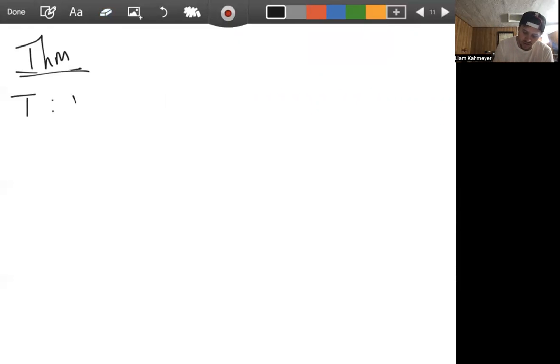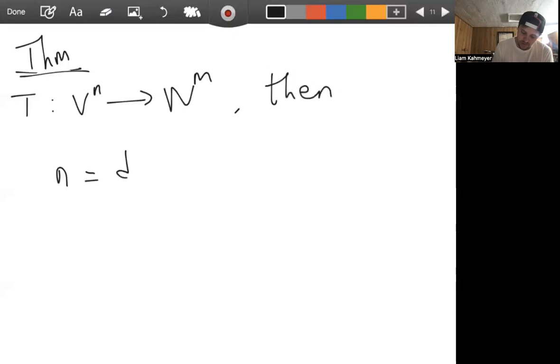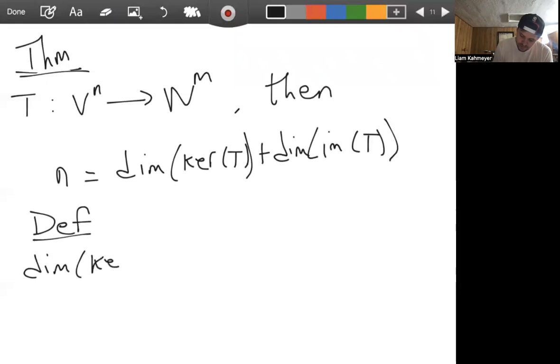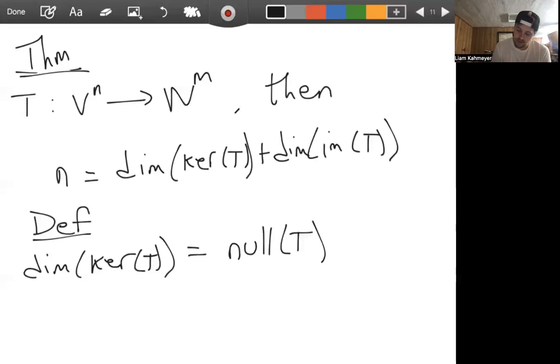So let's say T is a transformation from an n-dimensional vector space V to an m-dimensional vector space W. Then n, the dimension of the domain, is equal to the dimension of the kernel of T plus the dimension of the image of T. And if you'll remember, we have the following definitions: the dimension of the kernel of T is called the nullity of T. We write null T, right?